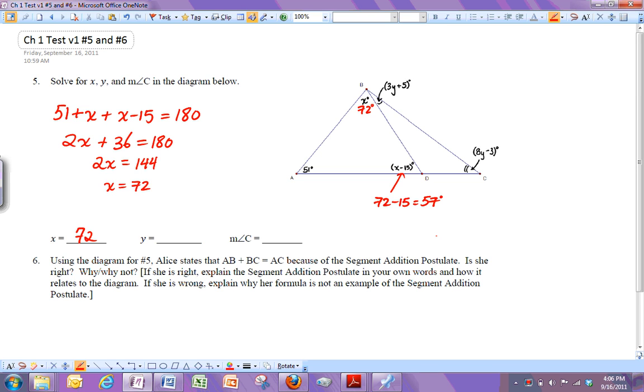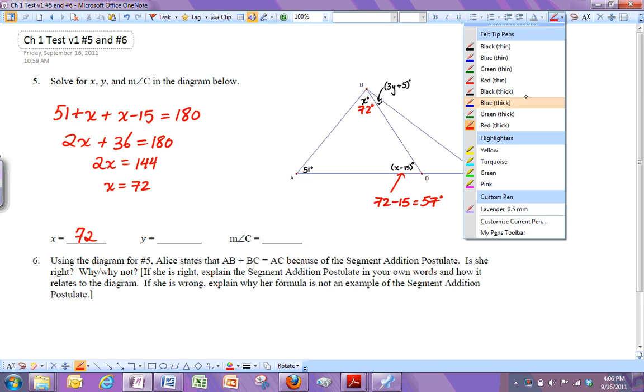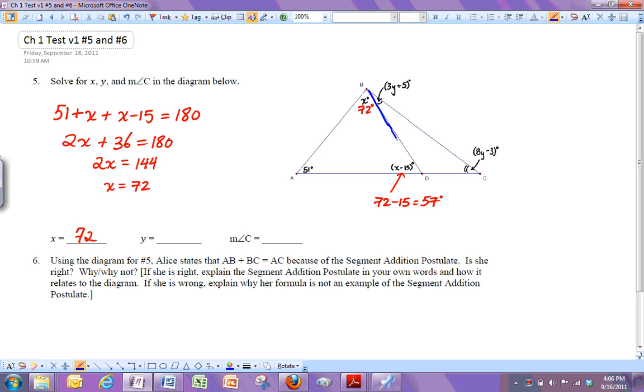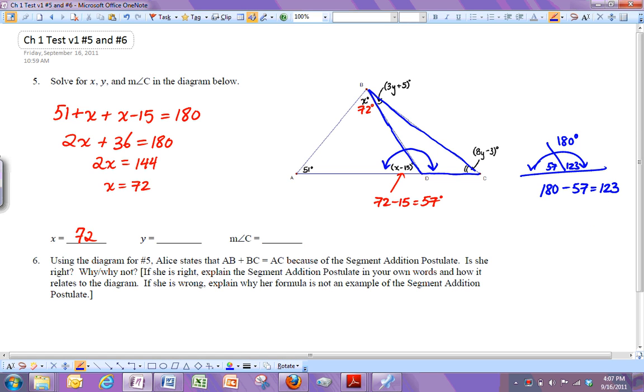Now let me look for the y's. Let me use a different color. I notice this triangle only has y's in it, but I'm missing one angle, that angle right there. I do know that these two angles put together look like this, and this one's 57, and together they form 180 degrees because it's a straight angle. So 180 minus 57 is 123. So this angle has to be 123. Now I know that little corner here is 123.